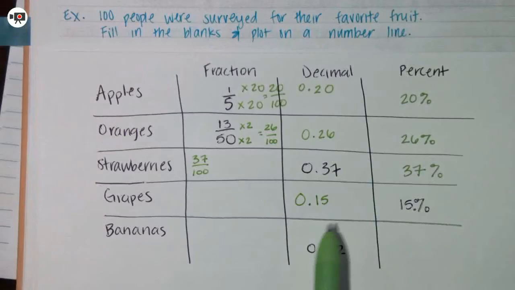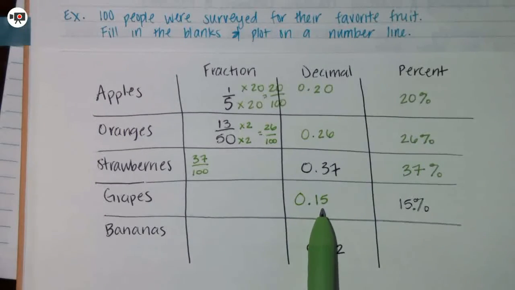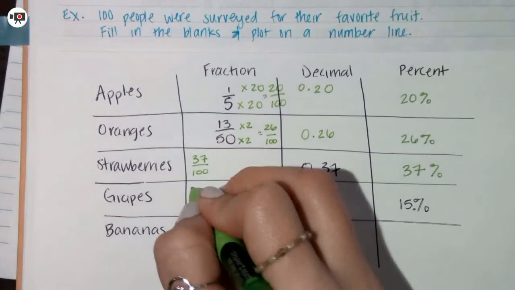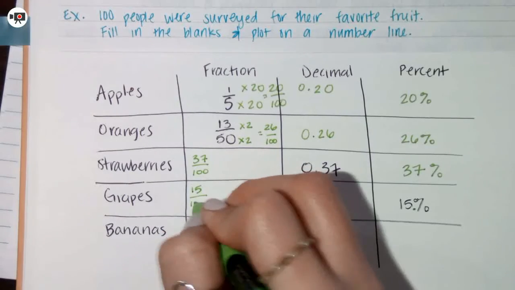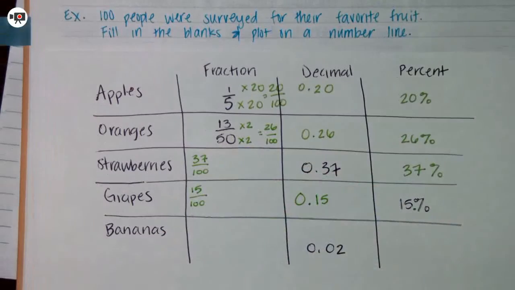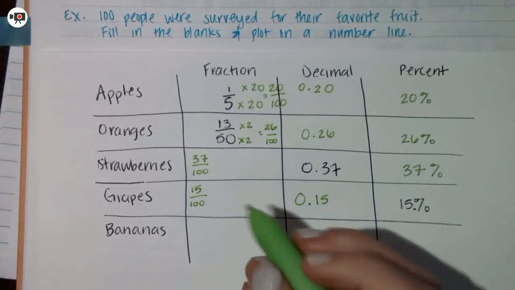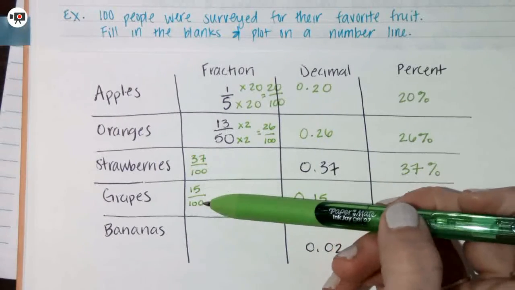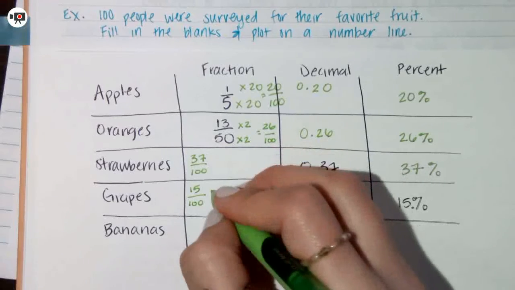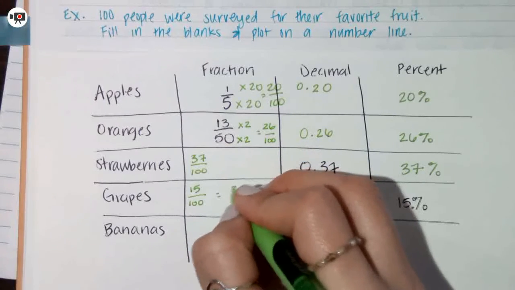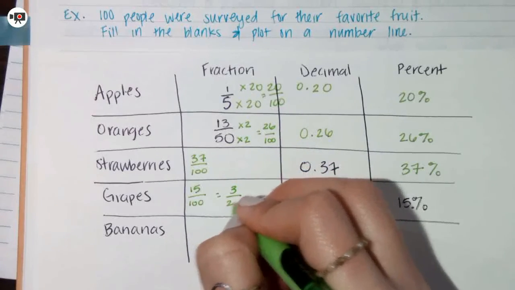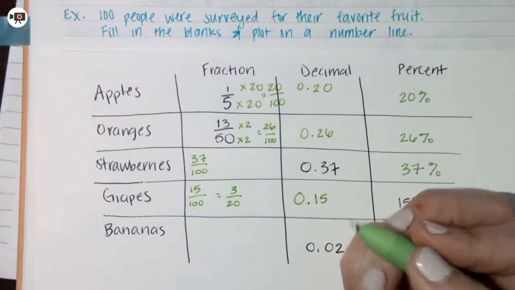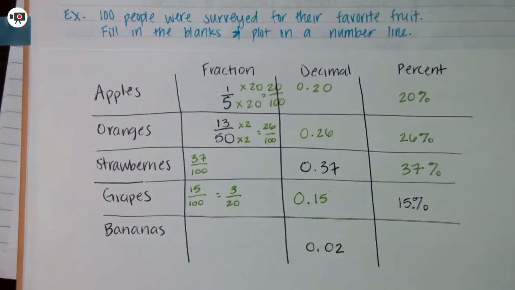Now I have 0.15, that is 15 hundredths, so I write 15 over 100. And I can reduce these. One ends in a 5 and one ends in a 0. So I can divide each by 5 and I get 3 over 20. 3 is a prime number, so this is simplest form.